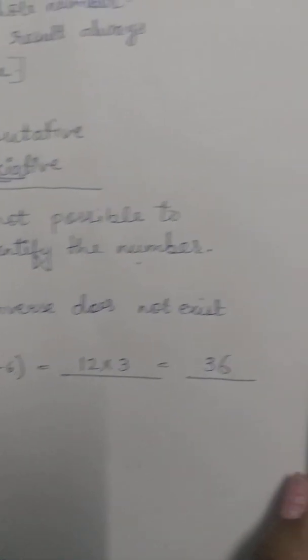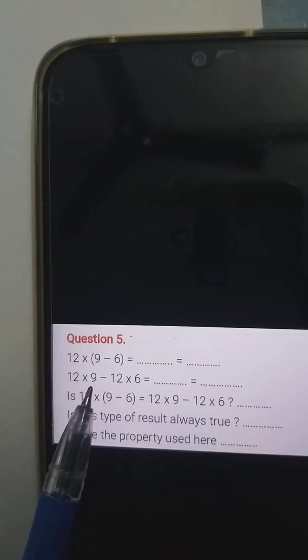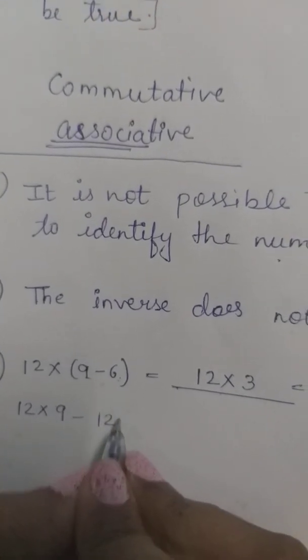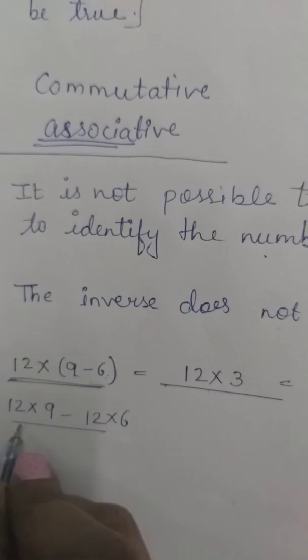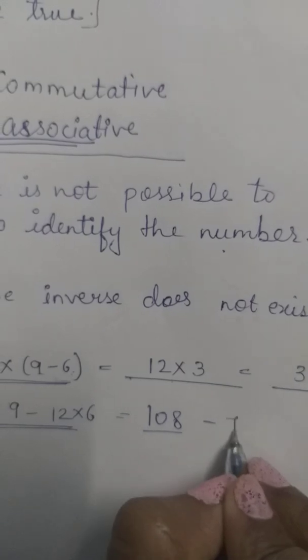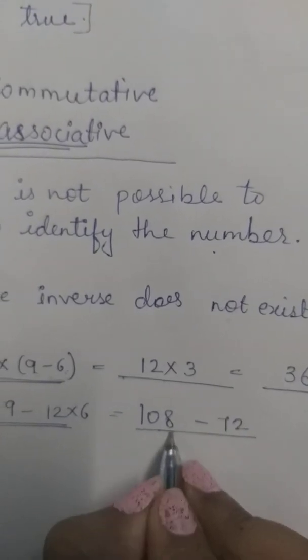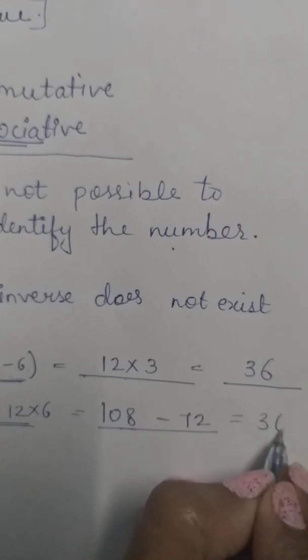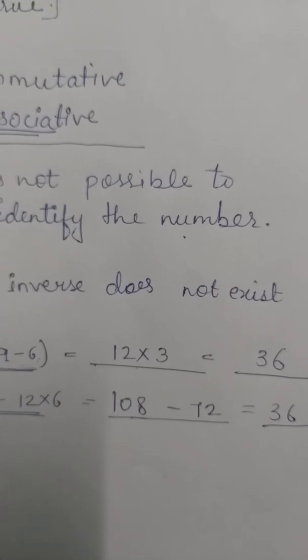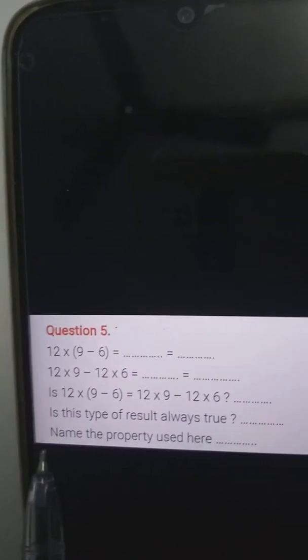Now the next question, 12 multiplied by 9 minus 12 multiplied by 6. Yes, distributive property. Now 12 into 9 is 108 in the first blank and 72. Like 108 minus 72 is equal to 36. Okay, is it the same? Yes. So in this, just pay attention to the question. Is this type of result always true? You have to write the answer yes.